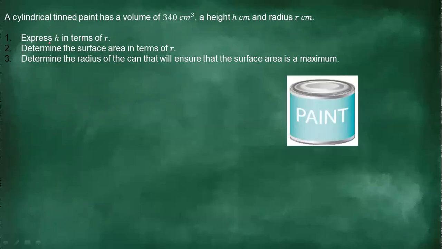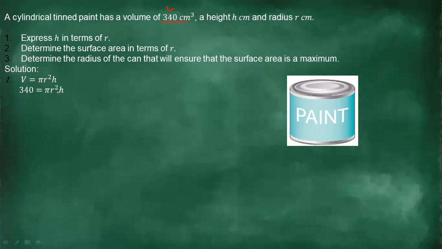All right, we now have a new scenario: a cylindrical paint tin has a volume of 340 cubic centimeters, a height h centimeters, and a radius r. Express h in terms of r. Now, I repeat, what you are hearing from this scenario, you can see we are given the volume. Then to address the first question, we have to write the volume first. Now we are going to be writing the volume of this cylindrical tin paint.